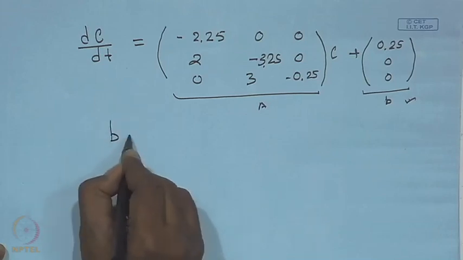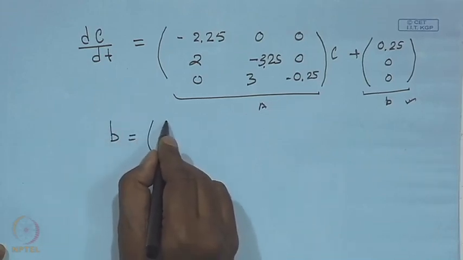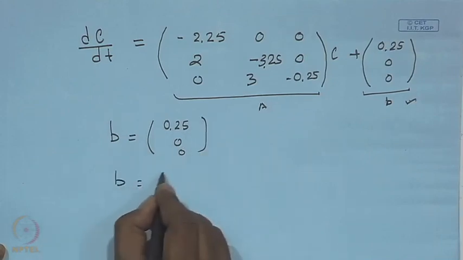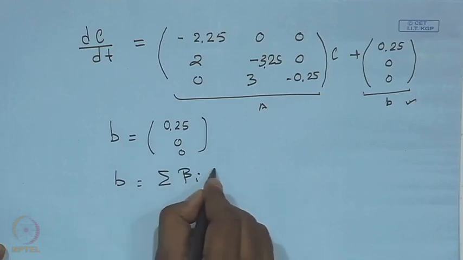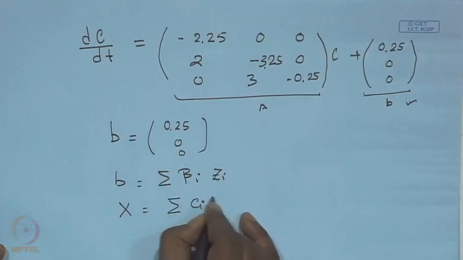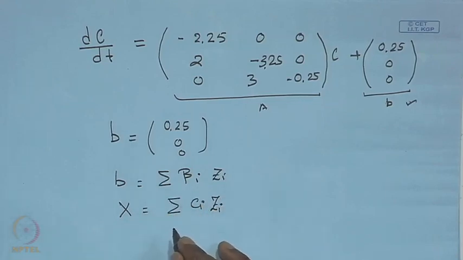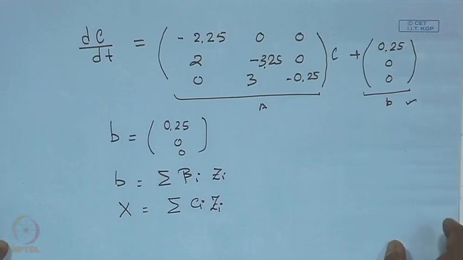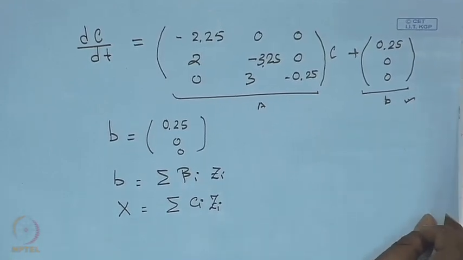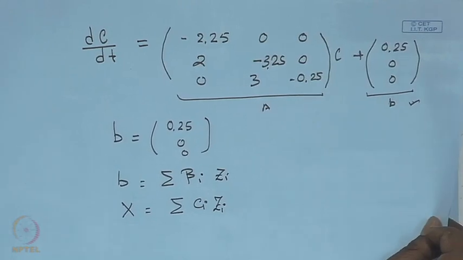So, our non-homogeneous vector becomes 1/4 of [0.25, 0, 0], and we write b as the summation of beta_i z_i, and we write x as the summation of C_i z_i, where x is the solution vector. Since all these eigenvalues and eigenvectors of A and A transpose have already been derived, we just go ahead with the solution procedure.